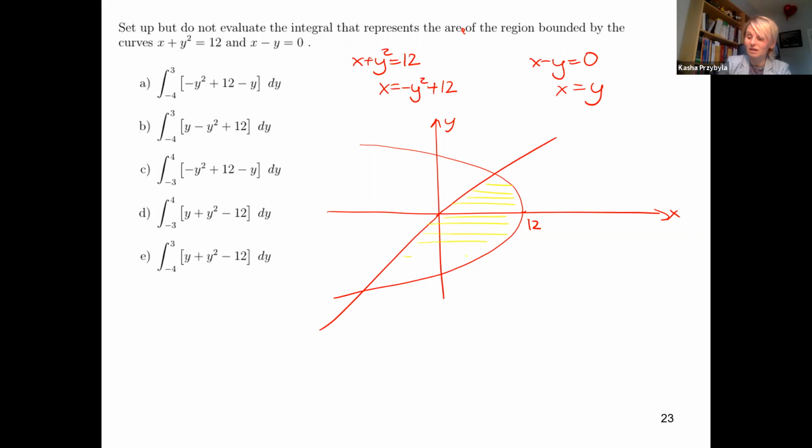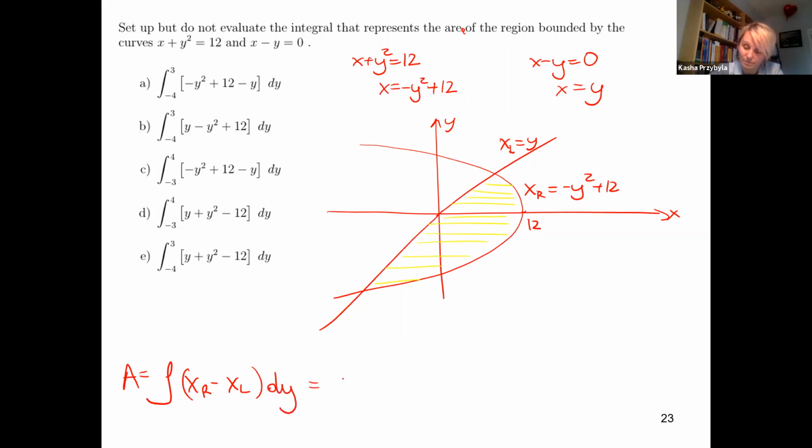Yeah, that's nice. And we can nicely see we can integrate in terms of y because it's more pronounced, the right and the left. And then we can subtract the right curve minus the left one. I can write the right curve is negative y squared plus 12, and the left one is just y. Everything in terms of y. So we will integrate the right minus left with respect to y. And the right is negative y squared plus 12 minus y, dy.